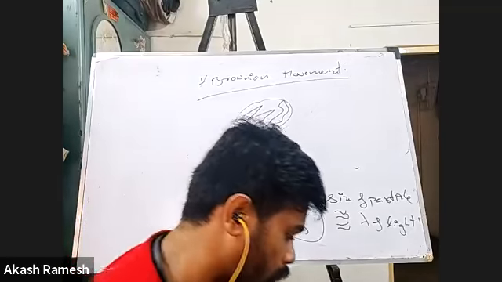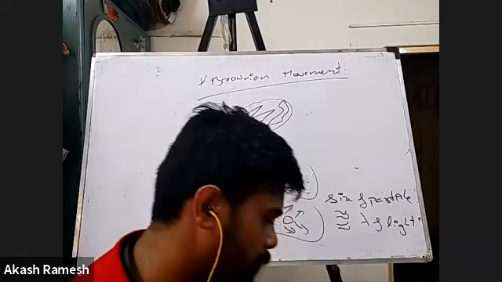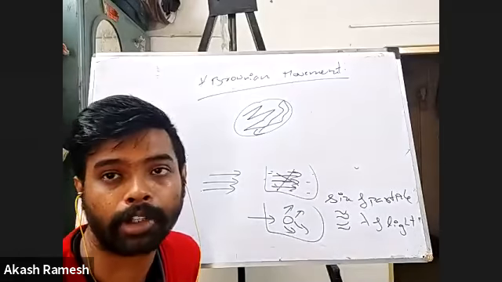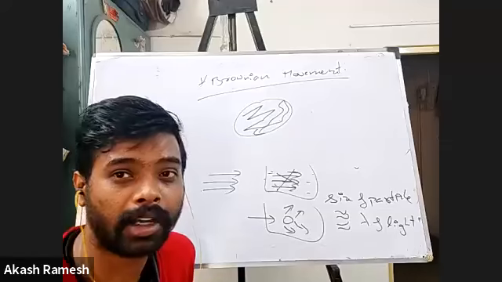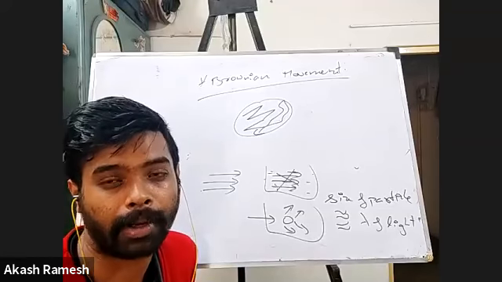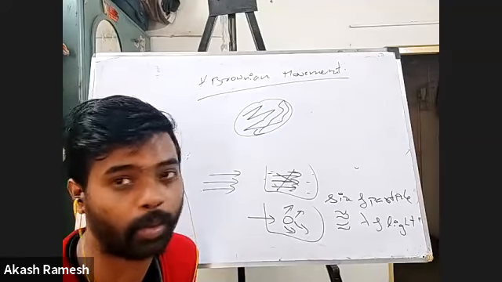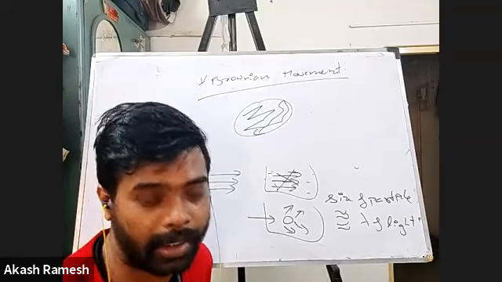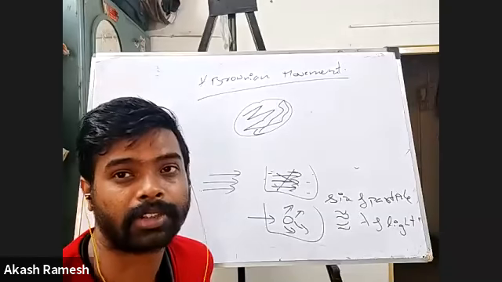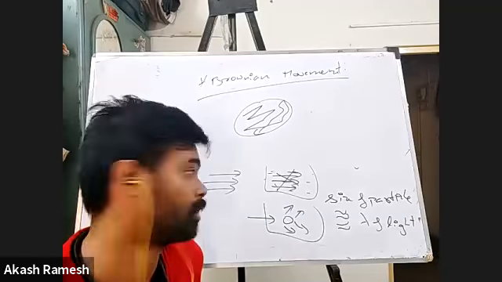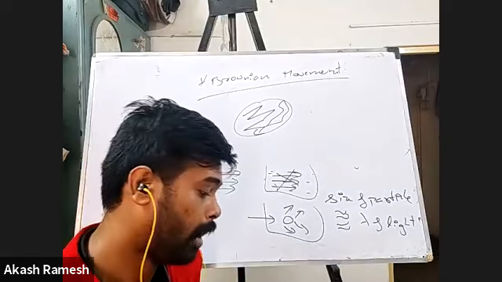If you want me to properly define it, it's very simple. It's the zigzag movement of colloidal particles, observed under a microscope. That is what is called Brownian movement. And why Brownian? Because Robert Brown was the scientist to whom this discovery of Brownian movement is attributed.